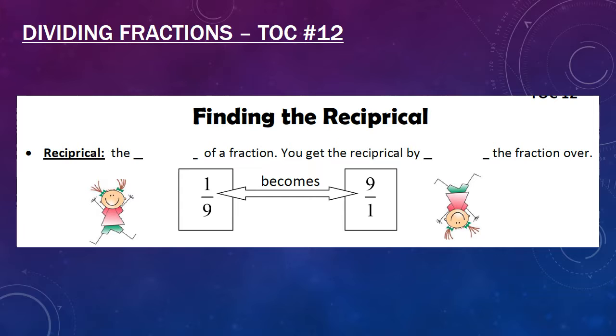So let's get started. At the top of page 12, we're going to review a vocabulary term, and it is called the reciprocal. The reciprocal is just the inverse of a fraction. You're probably saying, what does an inverse mean? Well, if something's inverted, that means it's flipped upside down. So you get the reciprocal of a fraction by flipping the fraction over. So if we look at the example, 1/9 flips upside down and becomes 9/1.